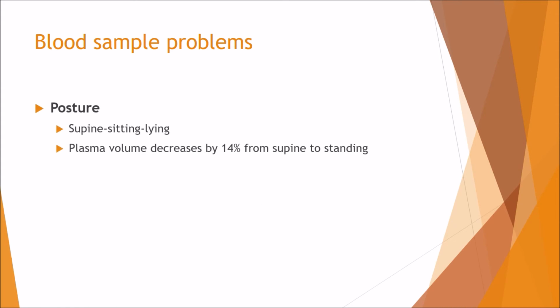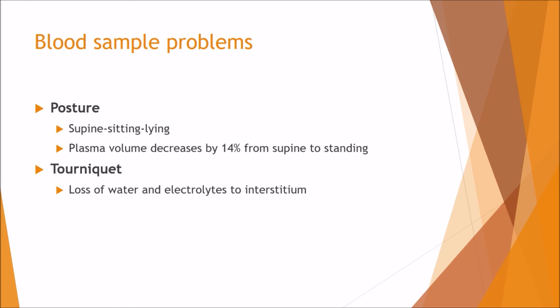Okay, so just some more things that can affect your blood sample. It depends on the patient posture. So for example, whether they are supine, which means laying down, sitting, or standing. Your plasma volume can decrease by 14% from supine to standing. So when you're laying down, your blood plasma will be significantly higher than when you're standing. So this can affect your electrolyte concentrations, which can either give you false negative or false positive results.